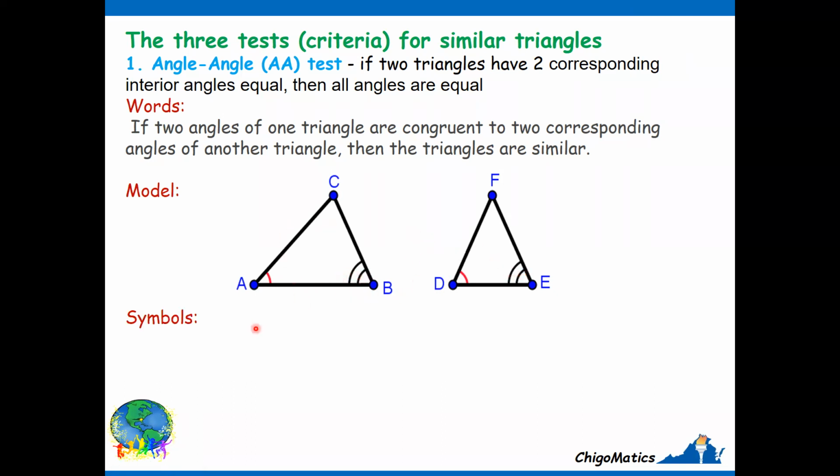Then we go on to the symbols. How do we write the statement written in words? In symbols, we are simply saying angle A is congruent to angle D and angle B is congruent to angle E. Then we can safely conclude that triangle ABC is similar to triangle DEF.